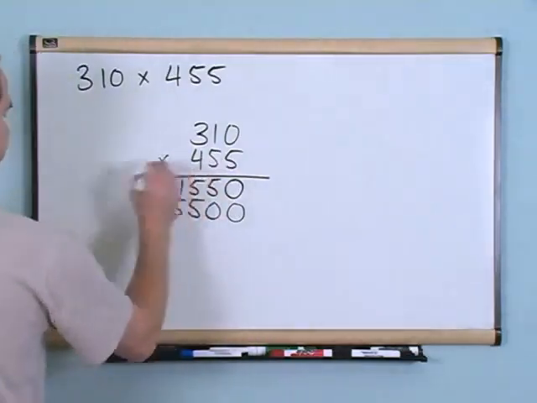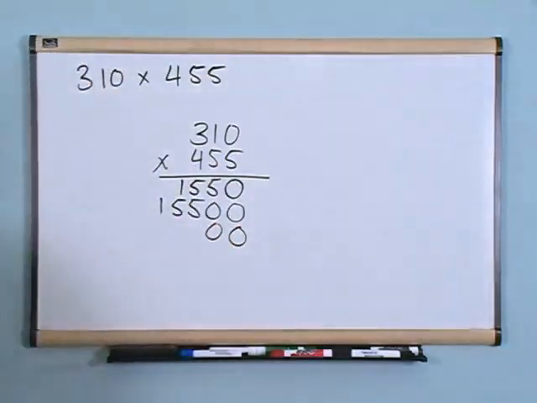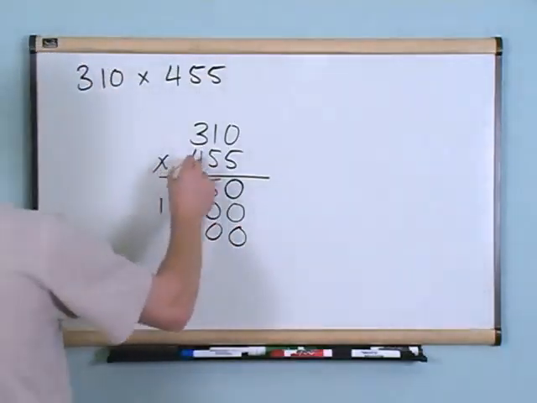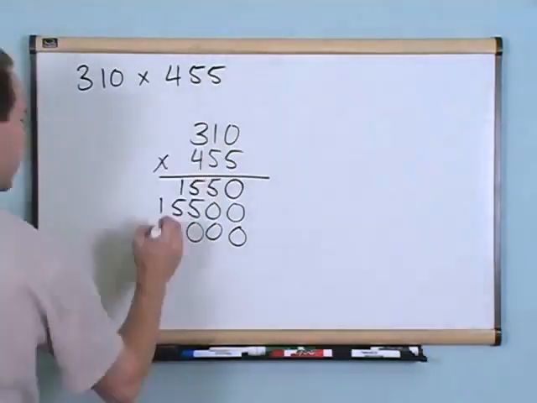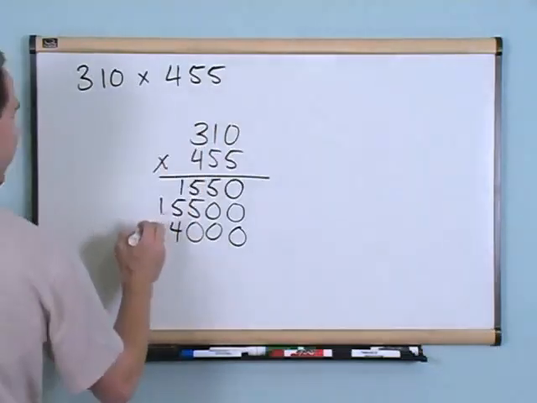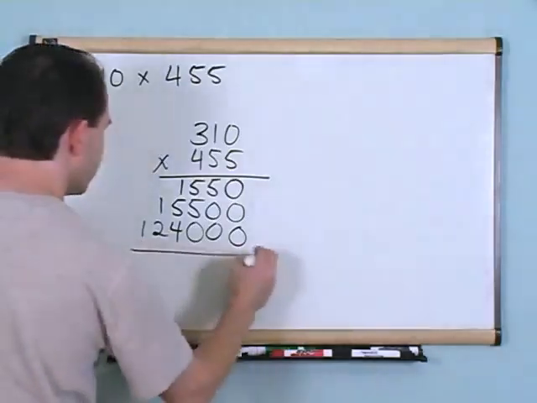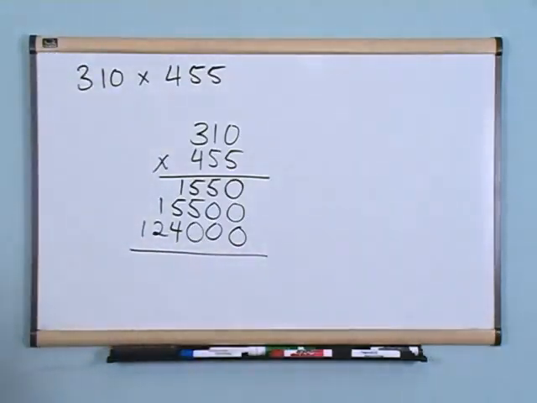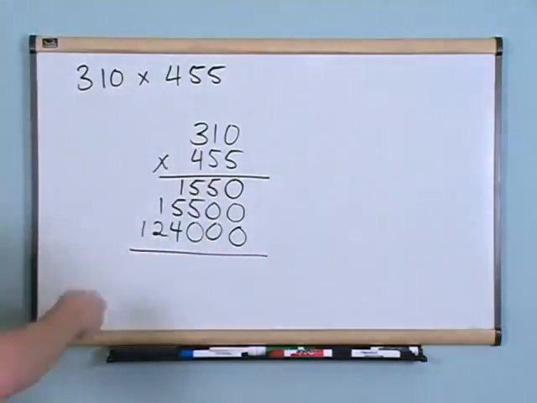Now we want to move to the 4, which is 2 digits over, so I have to add 2 zeros. Now I can multiply by 4. 4 times 0 is going to give me 0. 4 times 1 is going to give me 4. And 4 times 3 is going to give me 12. So I write that down. And now that I have all of this written down, I need to add them up.